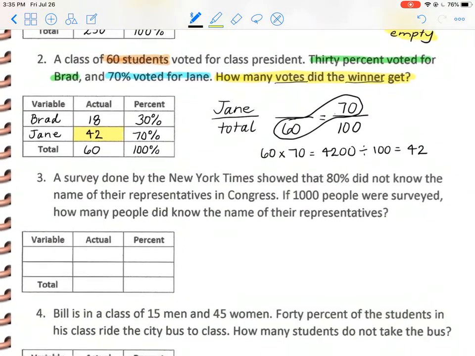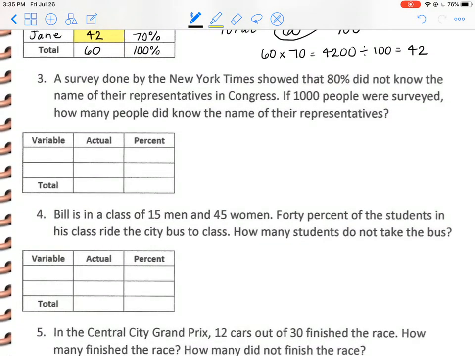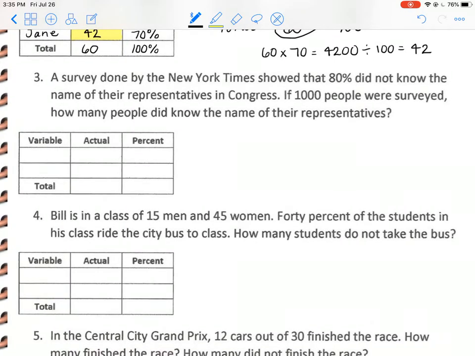And I'm going to go ahead and do number 3 on this video, and then I think I'll stop the film. A survey done by the New York Times showed that 80% did not know the name of their representatives in Congress. If 1,000 people were surveyed, how many people did know the name of their representative? So how many did know the name? That's the question. How many people did know?